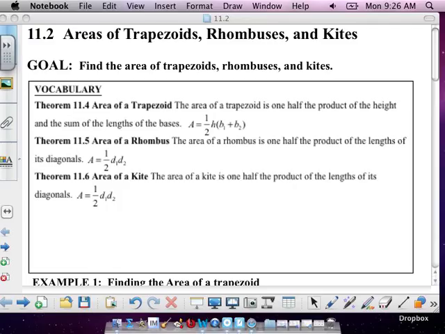So these are more things that you should put on your vocab sheets, and we will probably tomorrow start putting stuff up on the board. Okay, so we're going to use these 3 different area formulas to answer the next 6 problems.